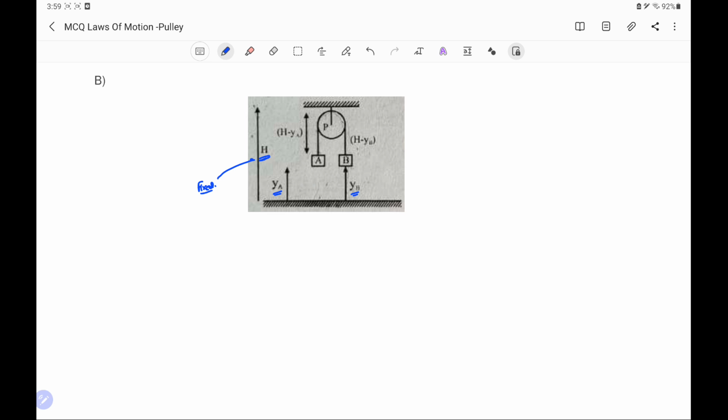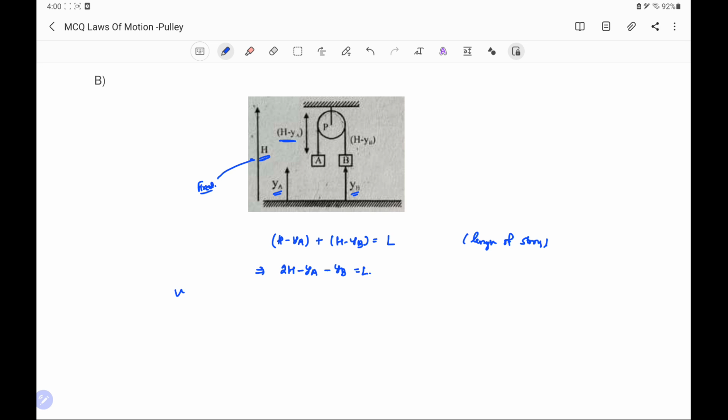So using the equation, we can see that the left hand length of the string connecting block A with the pulley is H minus YA, and another part of the string is H minus YB. So we can write that H minus YA plus H minus YB equal to the length of the string. So we can write this as 2H minus YA minus YB equal to L.